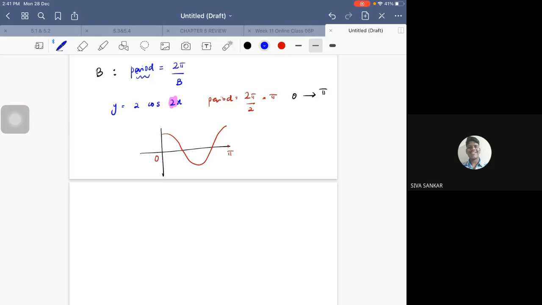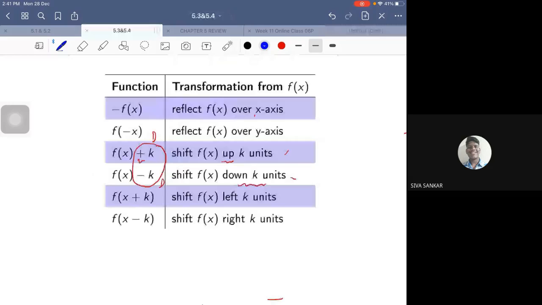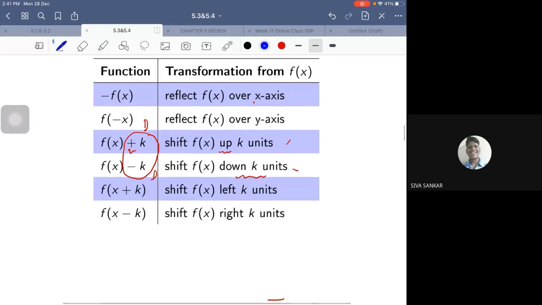Nobody knows? So when we sketch the graph, when do we use the value of C? For what purpose? Okay, the value of C we use to find the phase shift, because the formula of phase shift is given by C over B. Okay, which one is the phase shift? So the phase shift is this one. So this is called the phase shift.